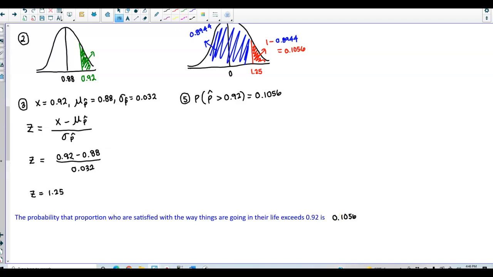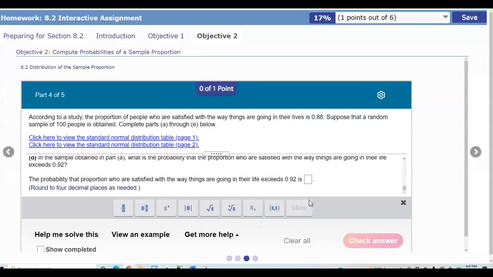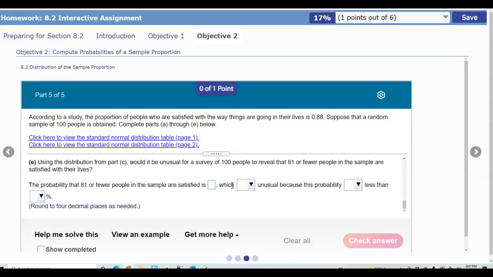0.1056. Let's go ahead and verify our results. 0.1056, and there is our result. Okay, now the last question says, use a distribution for part C.